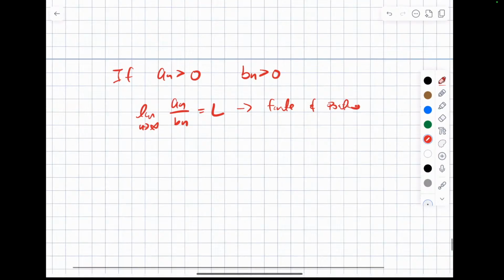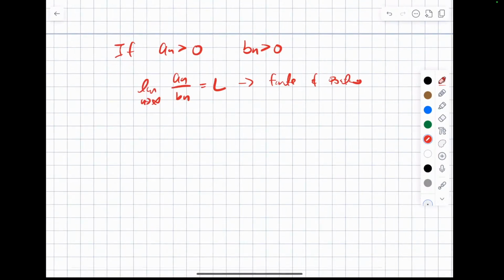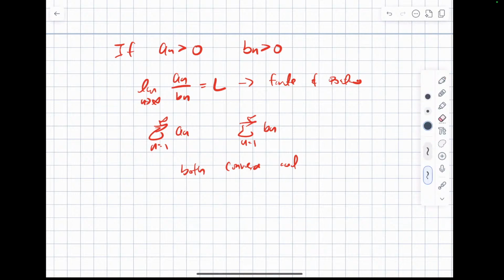Then it's finite and positive, then both. So the summation from n equals 1 to infinity of a_n is going to both converge or both diverge. That makes sense. Then you say, okay, well, we did a couple of examples.